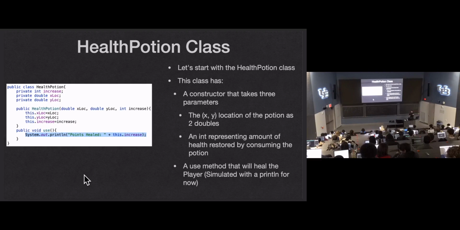So here's a HealthPotion class. It's going to have 3 instance variables. 2 for the location of the object as a double. So we're thinking of a 2D space with XY coordinates. And the health potion can be located somewhere in this space, which will be our game world. This XY location is where the health potion is actually located. And then another instance variable increase, which is the amount of health that's restored when a player consumes this potion.